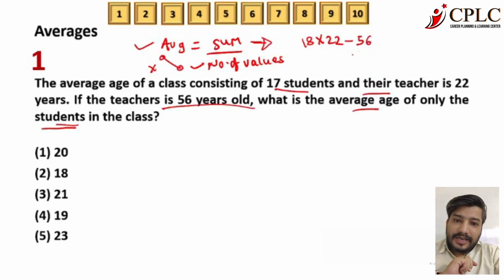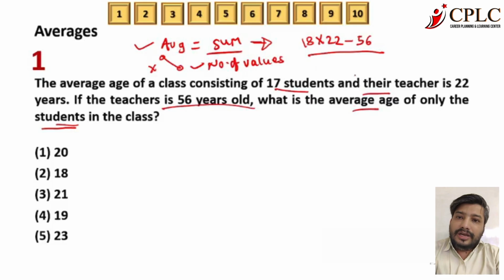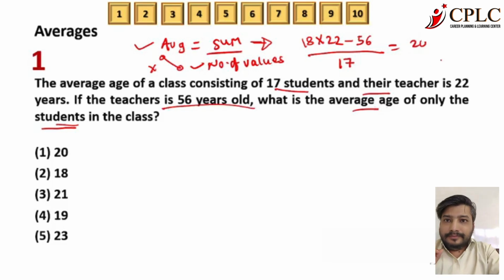Now if you subtract his age from the sum, whatever sum is left is only for the students' ages. And to calculate the average, we'll have to divide by the number of students, because the sum is now only for the students' ages. So when you do this calculation, you will get your answer as, I think, 20. Now, this is your lengthy method.